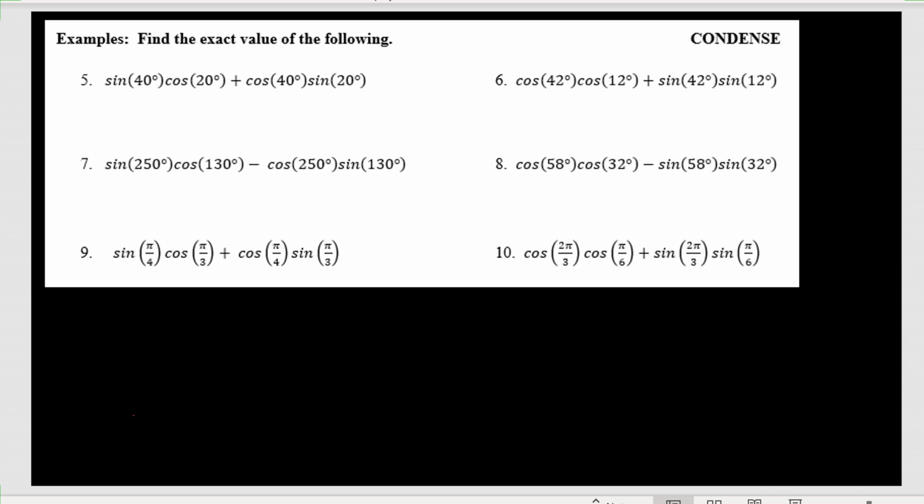So for number 5, I have sine of 40 degrees cosine of 20 plus cosine of 40 multiplied by sine of 20. So that is the sum of sines formula expanded. That means I'm going to start with sine, and then take the two angles that are given, 40 degrees and 20 degrees, and do exactly what the operator tells me to do. It tells me to add them together. So that condenses to be sine of 40 degrees plus 20 degrees, which is sine of 60 degrees. And we know that the y value at 60 degrees is square root 3 over 2.